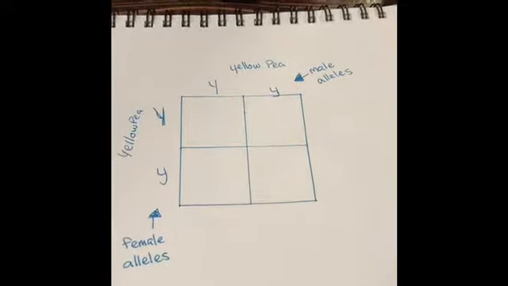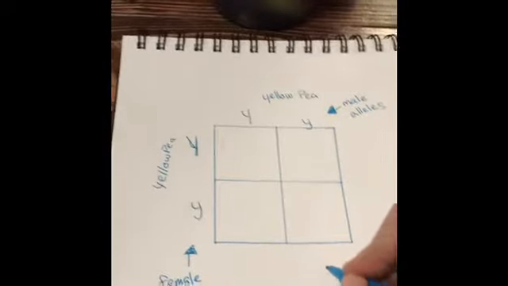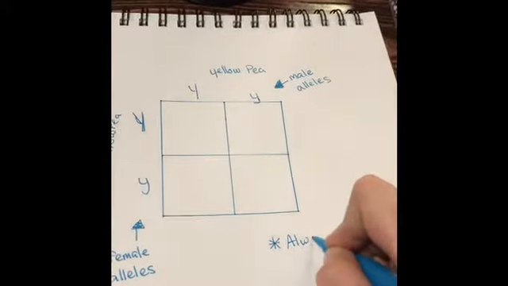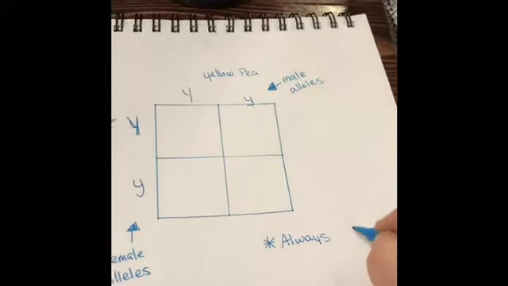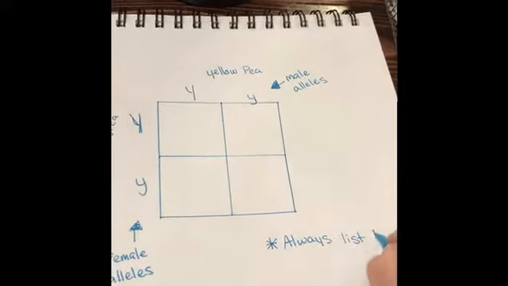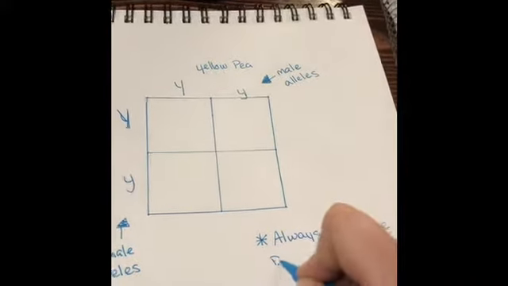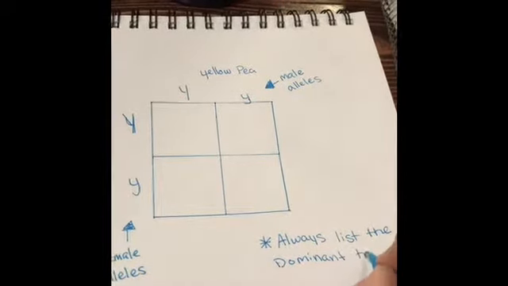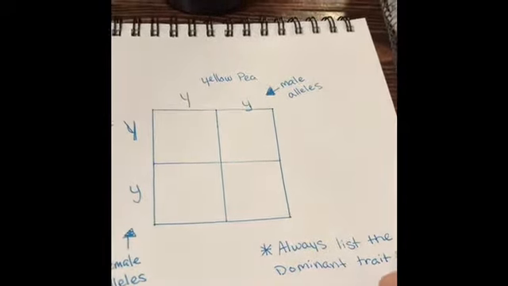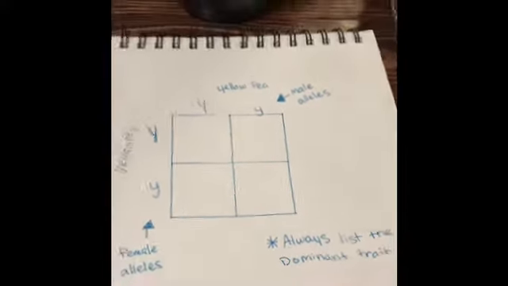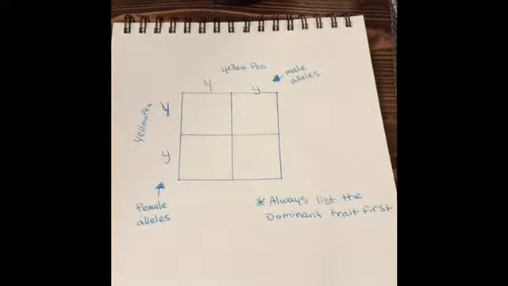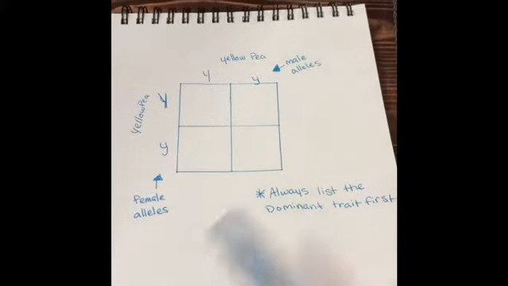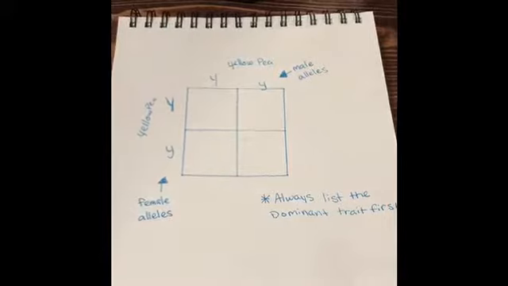And so one thing we always have to remember is that you always list the dominant trait first. So you always do the dominant trait first. And then the male is always on the top and the female is always on the left side.